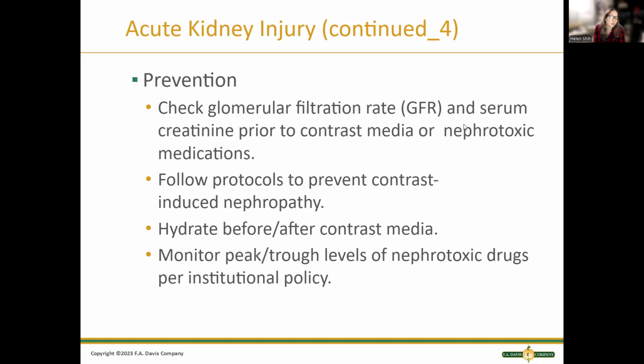And we want to monitor peak and trough levels of nephrotoxic drugs per institutional policy. I've talked about peak and trough levels before, where the peak is the max that the drug can do in the body without overdosing the patient. And then the trough is the lowest amount of medication that can be in the body before it's completely washed out of the body and no longer effective. So if we follow peak and trough levels of these drugs for the patient, we're decreasing the amount of work the kidneys will have to do to filter these nephrotoxic drugs out.